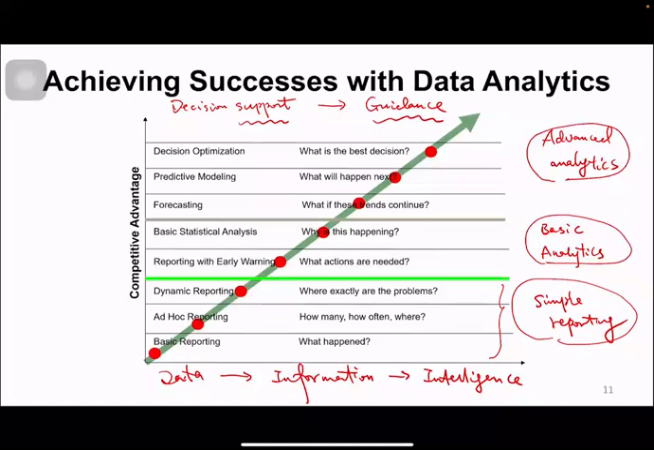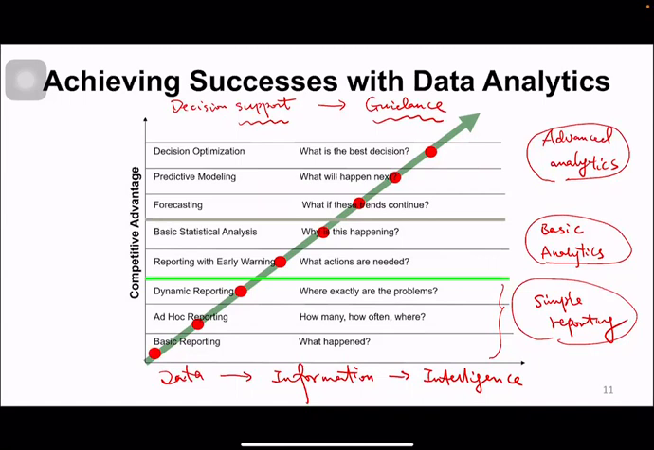For example, which department didn't perform well in the company this year, and how often have they been doing that? Losing money, right? And then dynamic reporting: where exactly are the problems? So those are the simple reporting, where you just gather the data, visualize the results, identify the problems, and generate a report. And then we can go to the basic analytics, which include basic statistical analysis and a report with early warnings. What actions are needed? Why is this happening? What are the root causes for this?